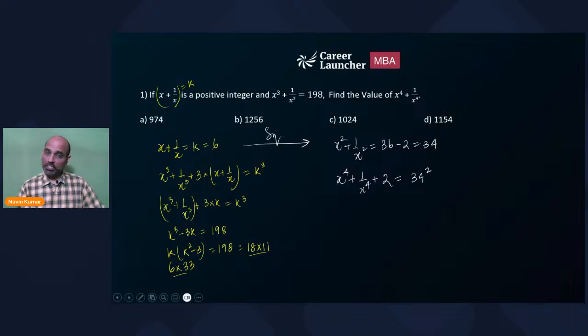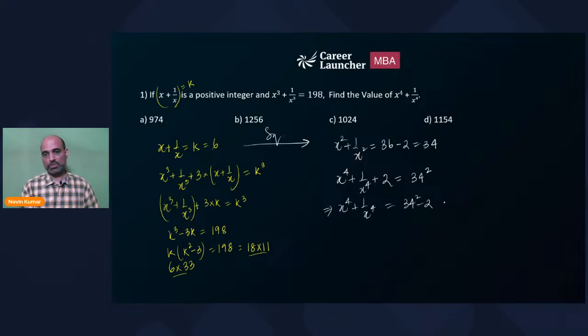Now, if you know what 34 square is, great. If you don't, you still do not have to worry, because x to the power 4 plus 1 by x to the power 4 will be 34 square minus 2, which means 34 square is a number that ends in a 6. And if you subtract 2 from there, it will be a number that will end in a 4.